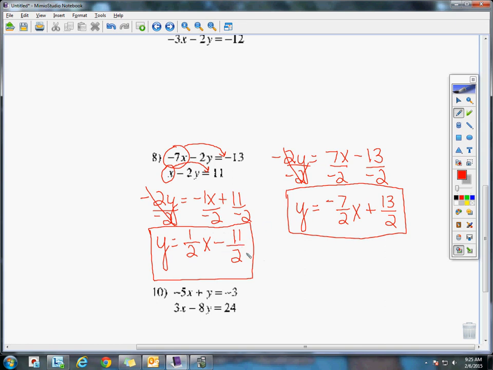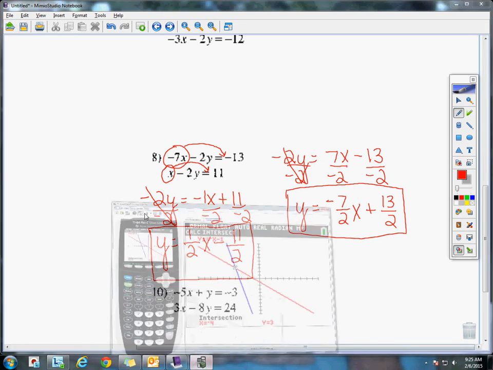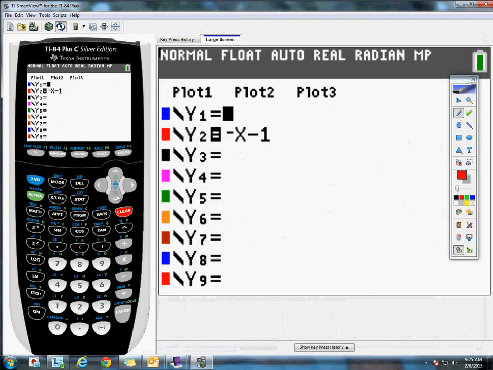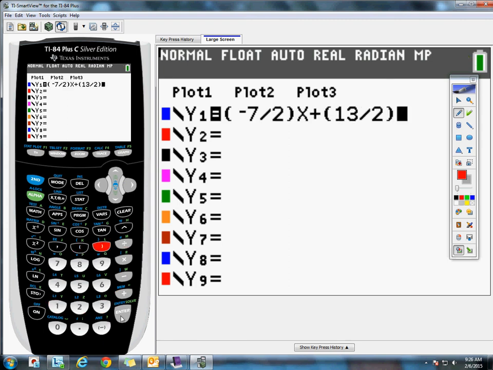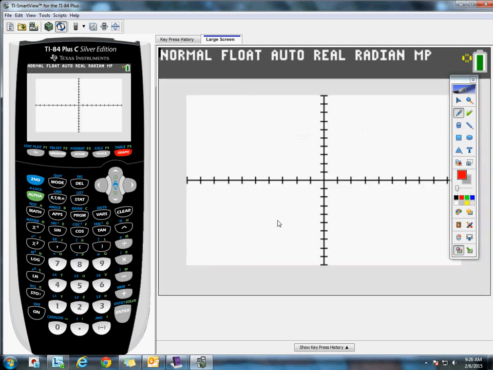Now that these are both in slope-intercept form, we can go ahead and put them in our calculator. So I'm going to clear that out and clear this one out. So my first equation, and I like to put my fractions in parentheses, we have negative 7 divided by 2 times x plus 13 over 2. And then in my y2 we have 1/2 x minus 11 over 2. Okay, so once you have those in y1, y2, we're going to hit graph.